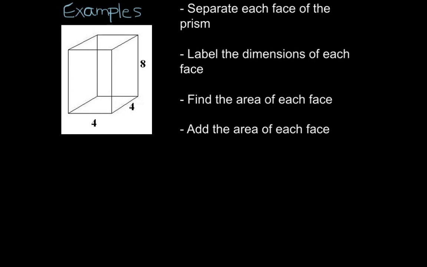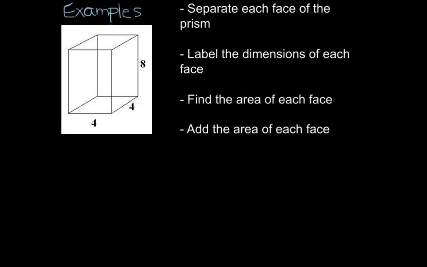Alright, y'all, we have 2 examples with calculating the surface area of prisms. The first prism that we're looking at is a square prism, or you can call it a rectangular prism. And you can see that I have laid out the steps to help us keep track of where we are in calculating the surface area. So the first part here is we want to separate each face of the prism.